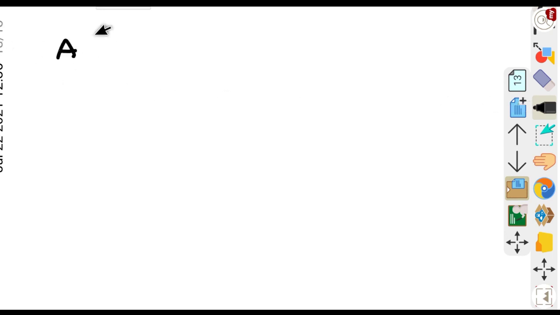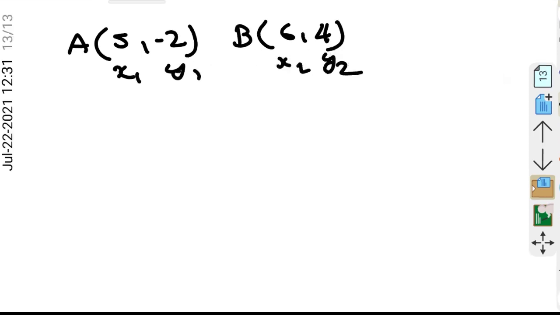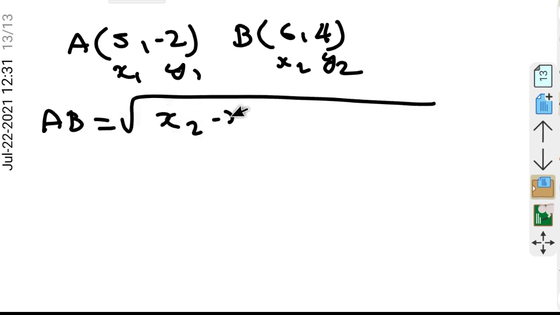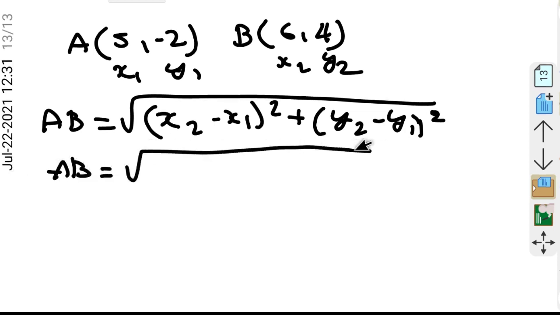The A coordinates they have given are 5 comma minus 2. The B coordinates they have given are 6 comma 4. Correct? Now here, simple, as usual, x1 y1, x2 y2. So by using the distance formula, find the distance between AB. AB equals under root of x2 minus x1 whole square plus y2 minus y1 whole square. Now this is the formula. Now you have the data, so apply the data to the formula and simplify it.